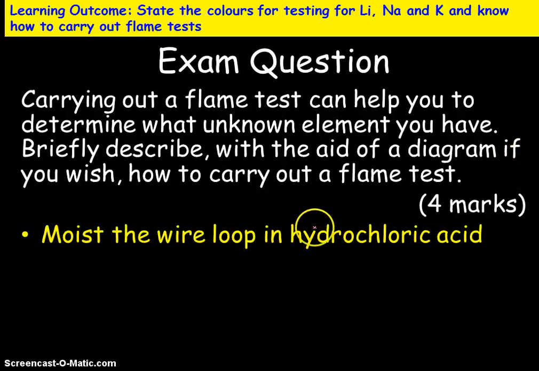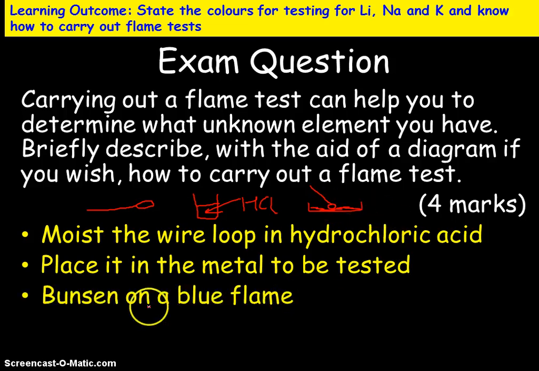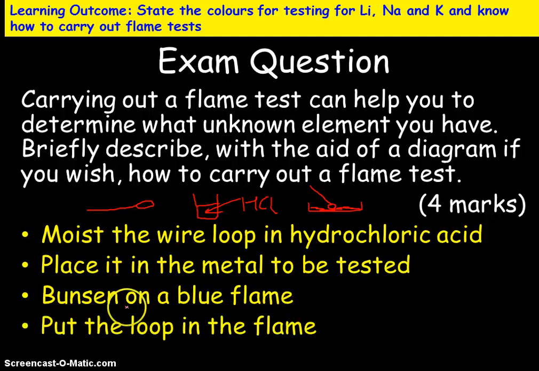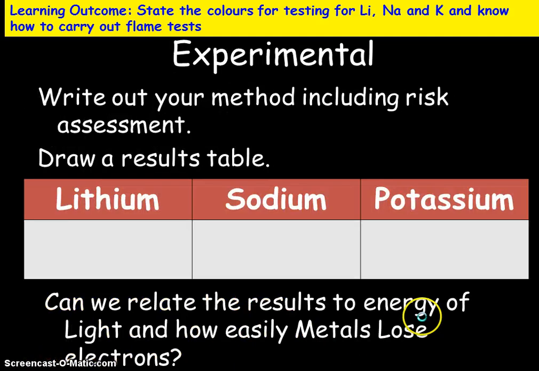First of all, you take a moist loop of wire and dip it into a solution of hydrochloric acid. What you then do is place it in the metal sample that you're going to test, so that you end up with some of the sample on the end of your loop, and then you put it into your blue Bunsen flame, and that will reveal the colour that it burns with. And you must wear goggles when you do this as a safety point.